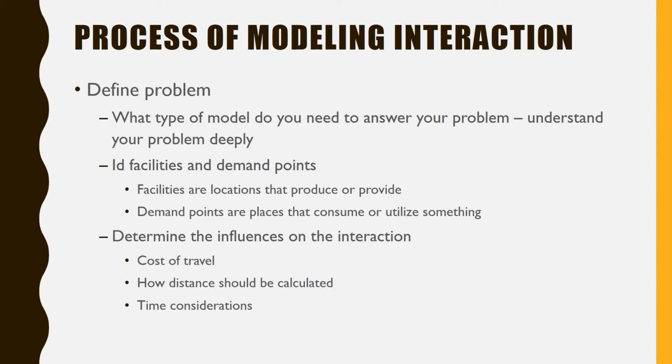You have to determine the influences on the interaction. How do these things impact the cost of travel? How should distances be calculated? Because if we're talking about linear distances, then a lot of these things don't make a big difference. If we're talking about a cost in terms of time, then they make a pretty big difference.